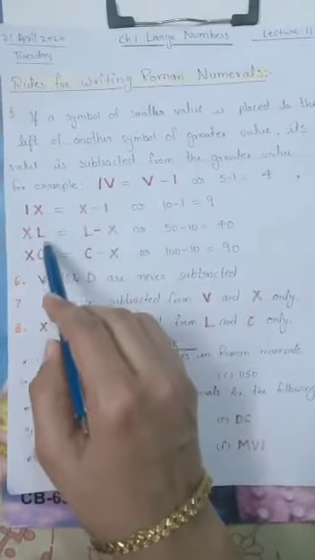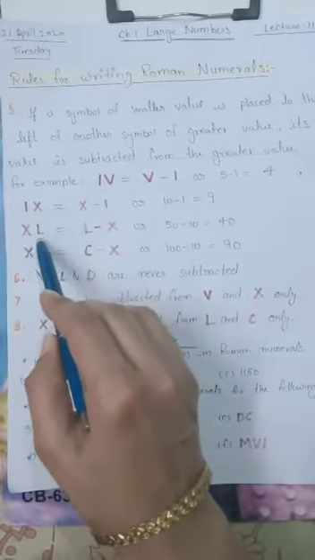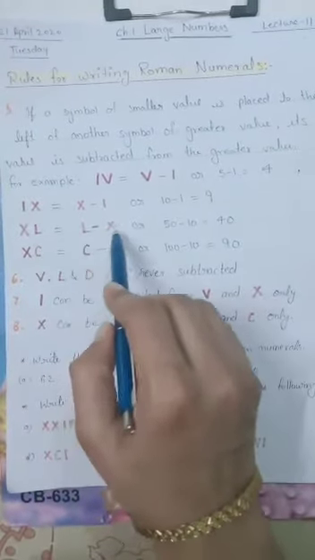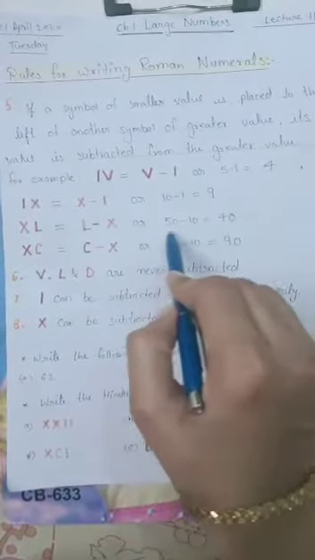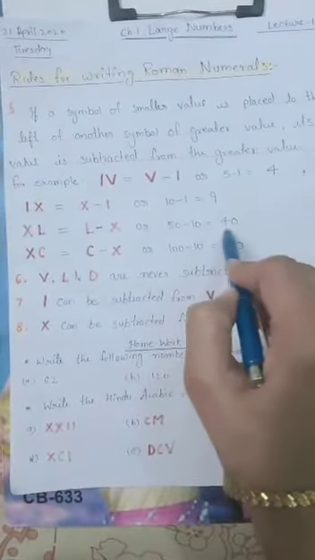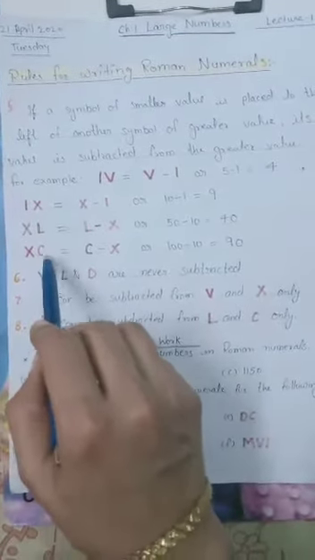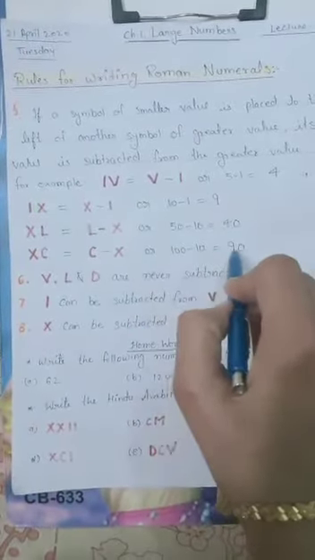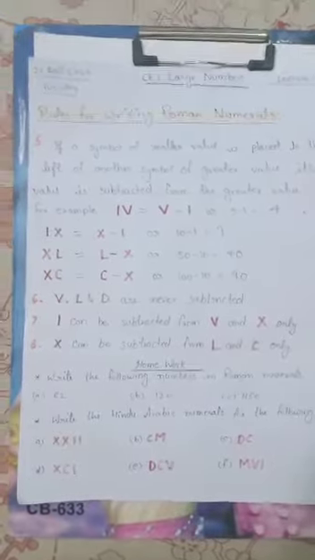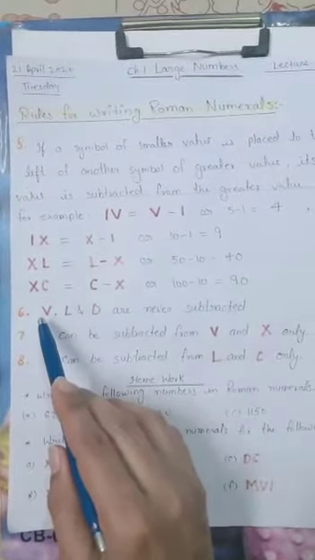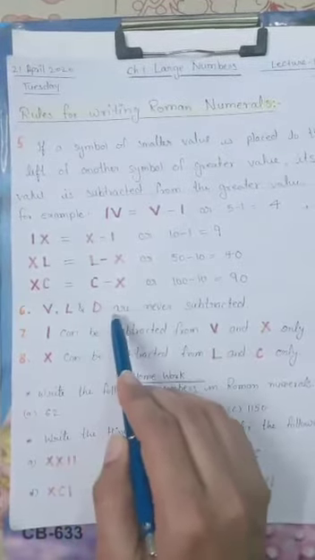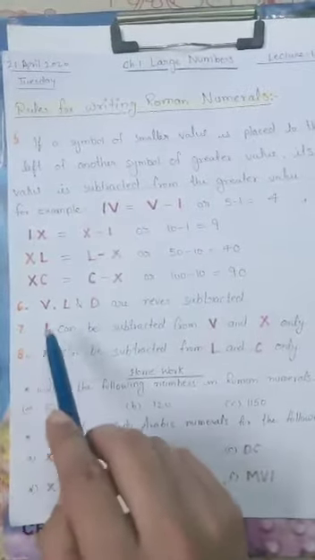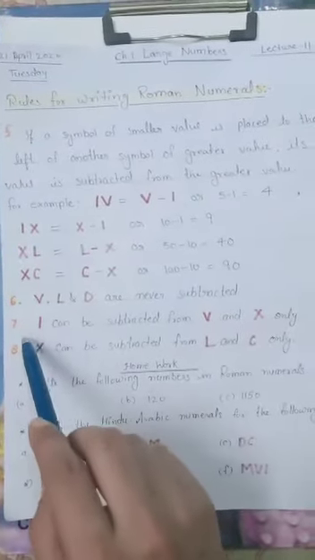Come to example number 3. X then L. L is greater and X is smaller, and it is on the left side. So what we do here is L minus X, or 50 minus 10 equals 40. Now XC, or C minus X. So the value will be 100 minus 10 equals 90. Okay, now come to the next rule. The symbols V, L and D are never subtracted, means they will never be on the left side.